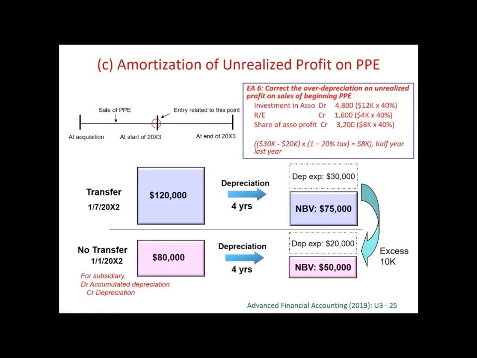This is 1.5 years after the day of acquisitions. Therefore, this credit to the share of profit is for the current year, 1 year, and this credit to the retained earnings represents half year last year. And this represents 1.5 years adjustments to the accumulated depreciation. Right? 1.5 years.